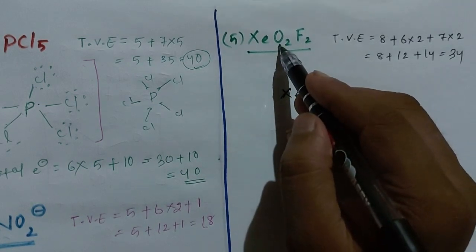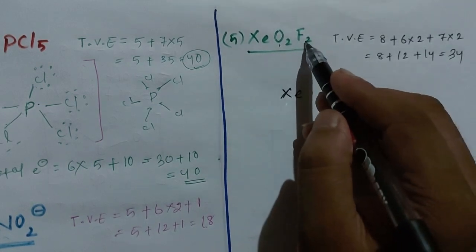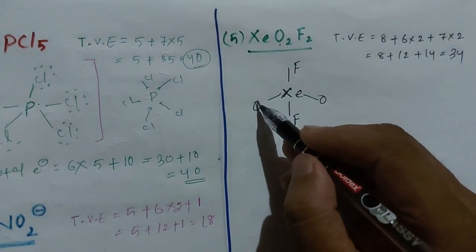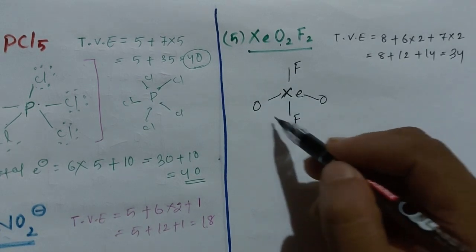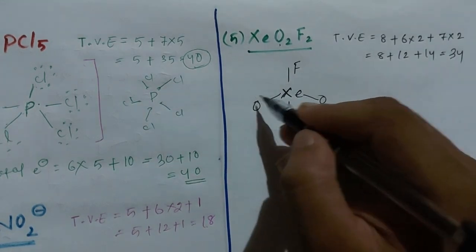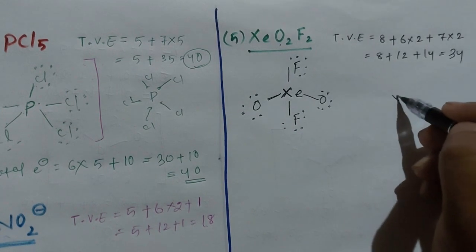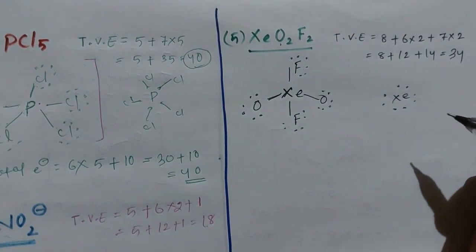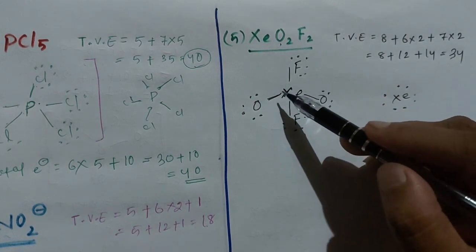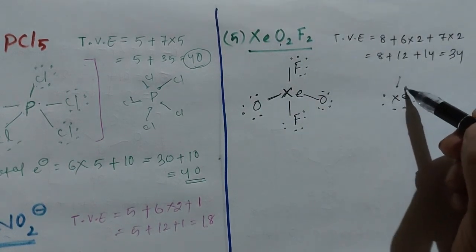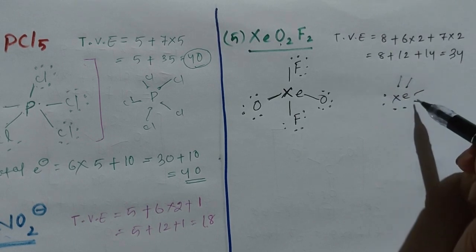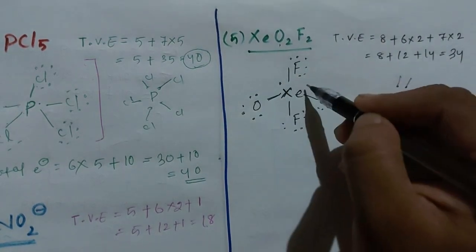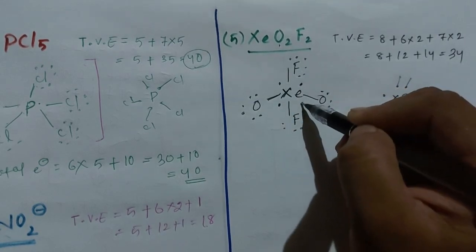So the terminal atoms are 2 oxygen and 2 fluorine here. Now we will fill the electrons around the terminal atoms, so that all the terminal atoms get an octet electron configuration. Now xenon has how many valence electrons? 8 valence electrons. So how many single bonds are there? 4 single bonds. 4 single bonds means 4 electrons are involved. So how many electrons are left? 1 2 3 4. So we will add 4 electrons around the xenon.